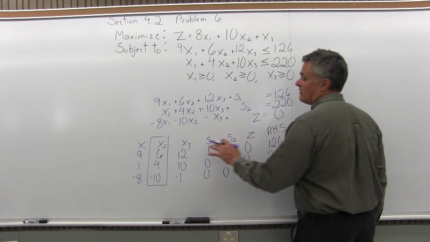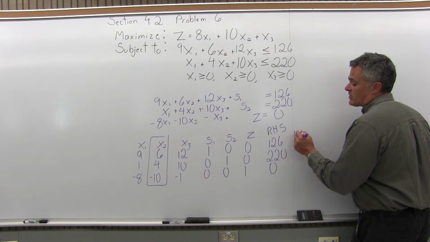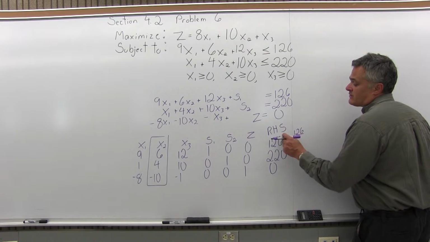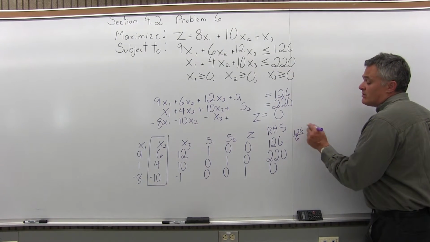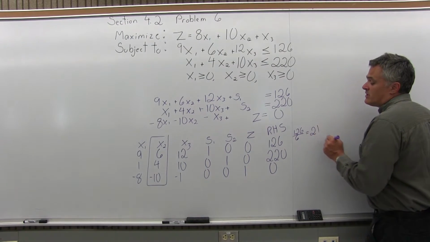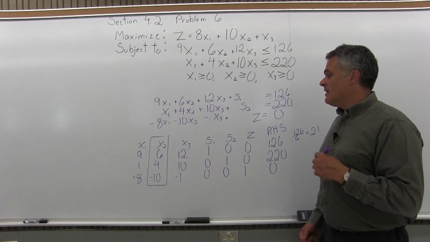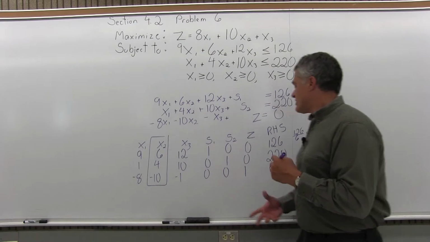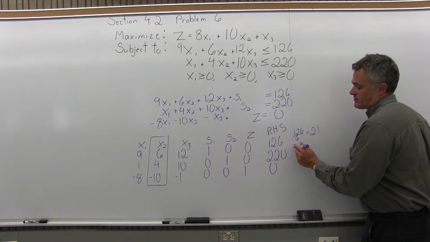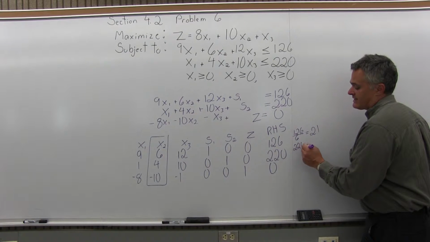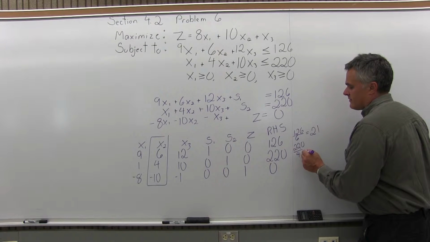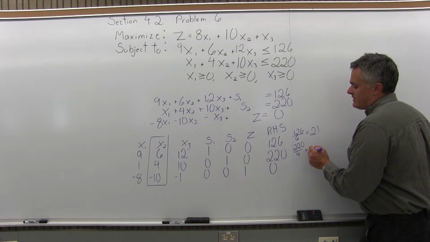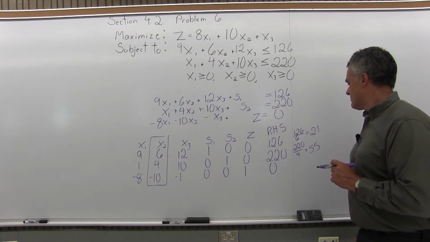So in that top row, the ratio of right-hand side over pivot column would be 126 for the right-hand side number over 6 for the pivot column number. So 126 divided by 6 gives me a ratio of 21. The other row that I need to consider, the second row, the ratio of right-hand side value over pivot column value is going to give me 220 for the right-hand side value, divided by 4 for the pivot column value. 220 divided by 4 is 55.